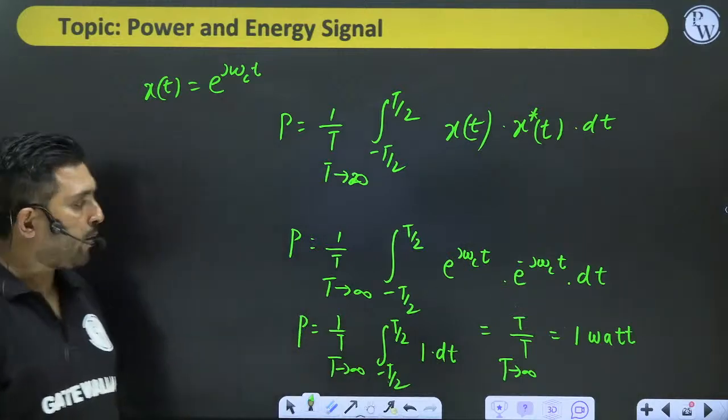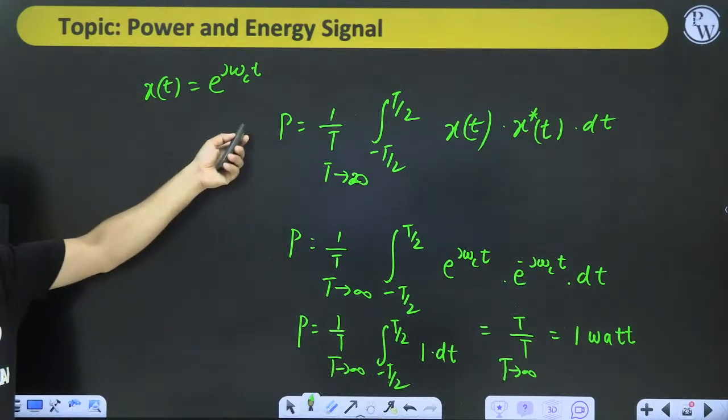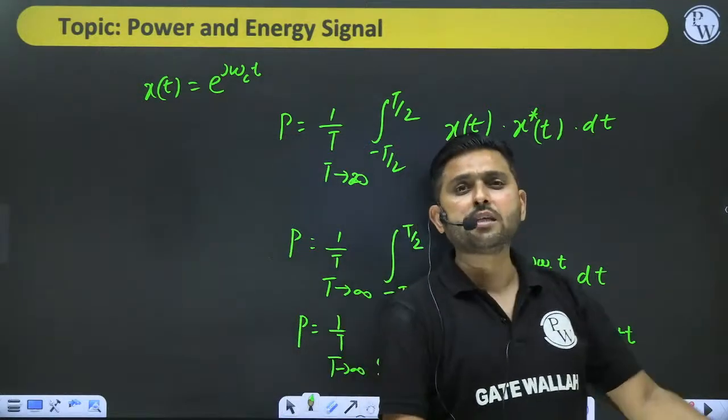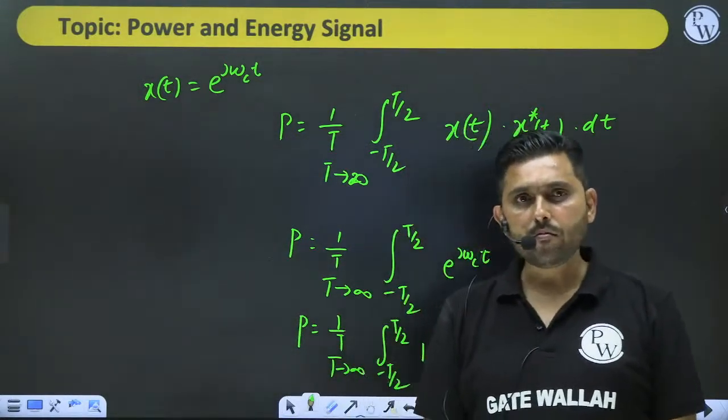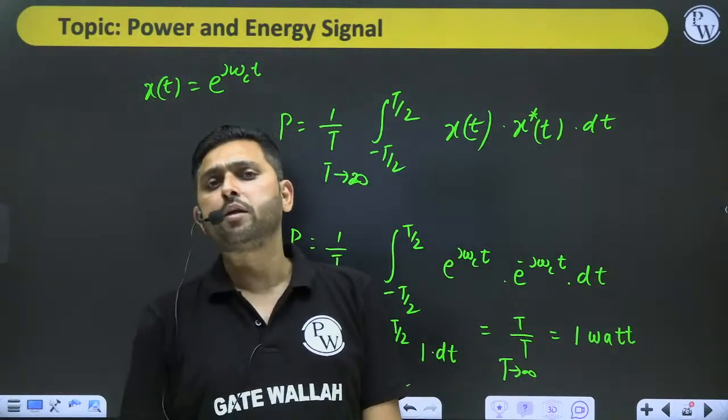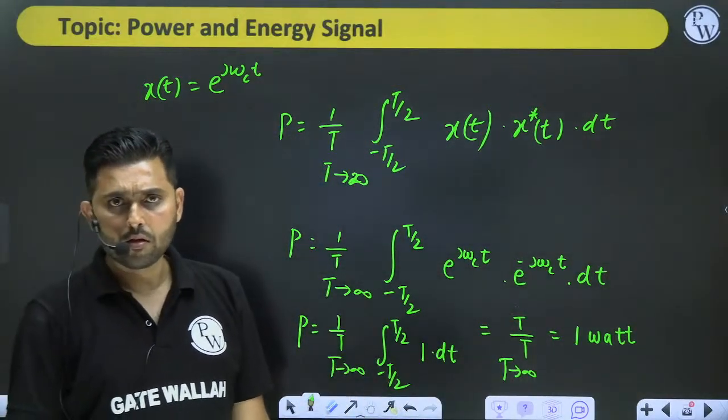So that is what the point is. See, this signal is perfectly a power signal, not an energy signal, and that is why the power comes out to be 1 watt, and the energy comes out to be infinity. That's one of the most important things that you have to take care of.